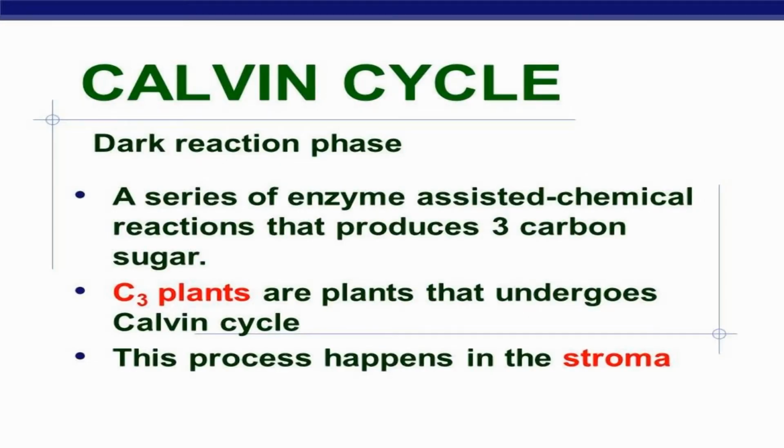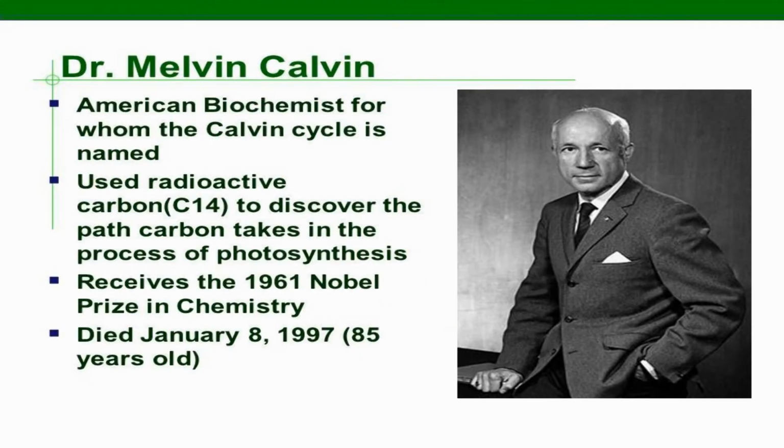It is called a dark reaction phase because it does not need light energy. It is also termed as light-independent reaction or Calvin cycle because it is named after Dr. Melvin Calvin, an American biochemist who used radioactive carbon, specifically C14, to discover the path carbon takes in the process of photosynthesis. His study made him receive a Nobel Prize in Chemistry way back in 1961.